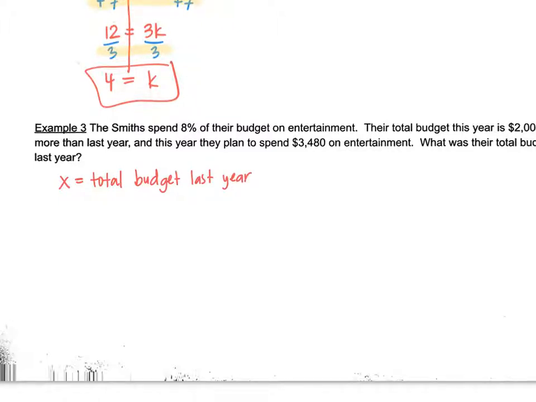So if I go back and read through it again, as I actually already have, I've read through this a few times just to make sure I understand it. Suggest you do the same thing when you're going through these. Their total budget this year is 2,000 more than last year. Think about what that means. Just in math, 2,000 more than, that means plus 2,000. And more than last year's budget is X. So it's X plus 2,000. So that's this year's budget. Okay, this year is X plus 2,000.